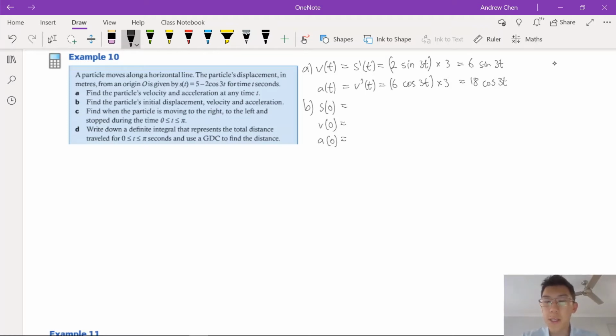Alright, so sub in each of these into your functions, and you should get 5 minus 2 cos 3t is 2 cos 0, which is 2. So displacement should be 3 meters. Velocity should be 6 sine 0, which is 0 meters per second. And acceleration should be 18 cos 0, which is 18 meters per second squared. Interesting. So initial displacement is 3 meters from the origin. It's not moving, but it's got an acceleration of 18 meters per second squared.